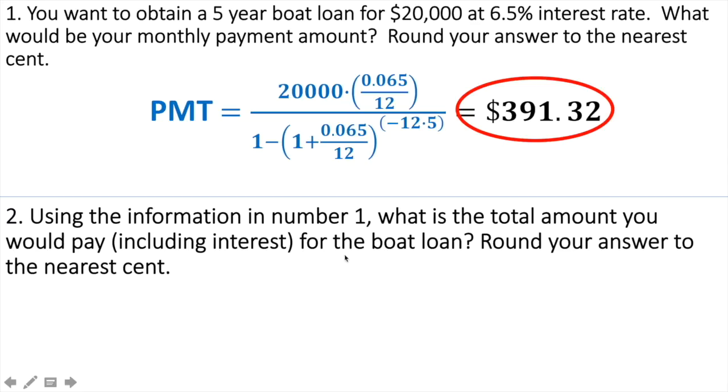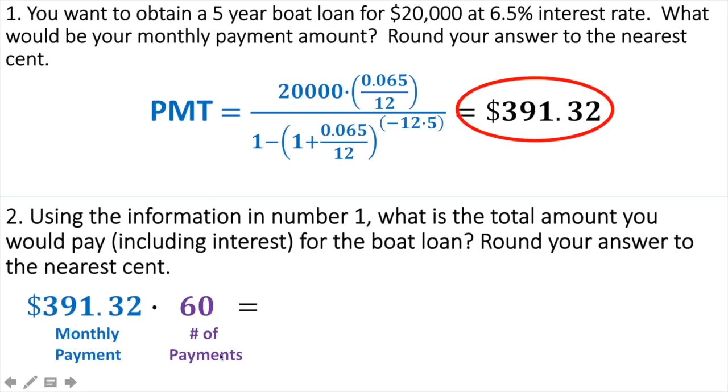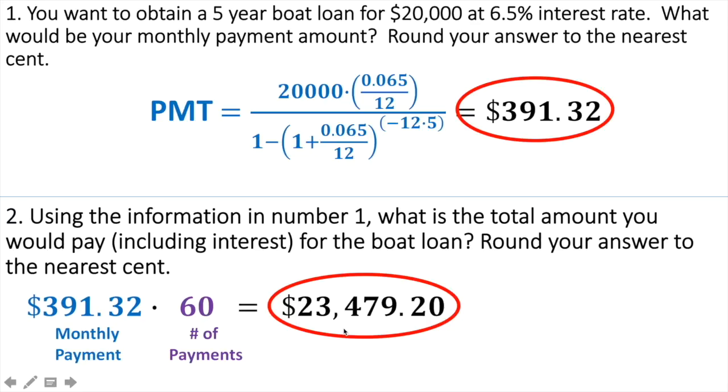Now, number 2 says, using what we've got for number 1, what's the total amount that we would end up paying for this, including the interest. That means the principal and the interest, everything. Well, to calculate that, I take my payment, which is $391.32, and I'm going to multiply that by the number of monthly payments that I have, because this is a monthly payment. It's a 5-year loan, and so that means over a 5-year span, I'm going to make 60 payments. 12 payments a year for 5 years is 60 payments. So I've got my monthly payment amount times 60 payments gives me my grand total.